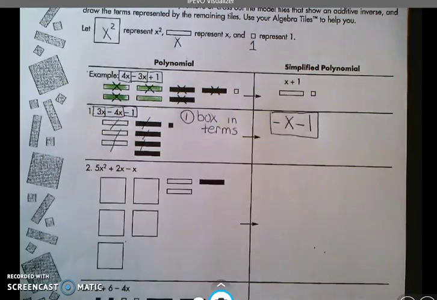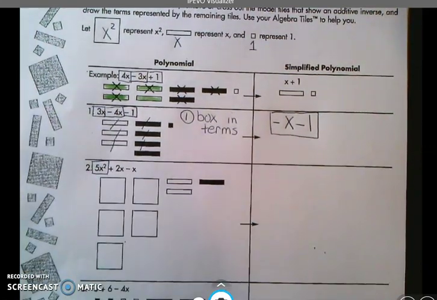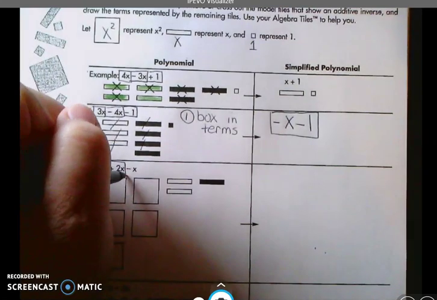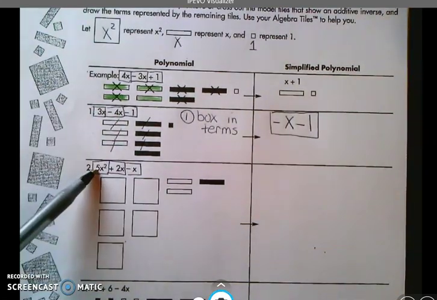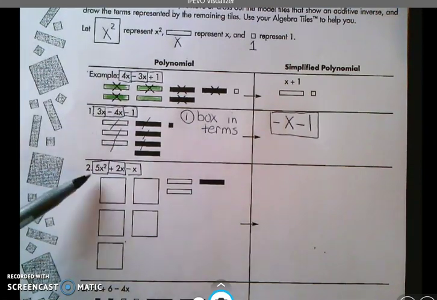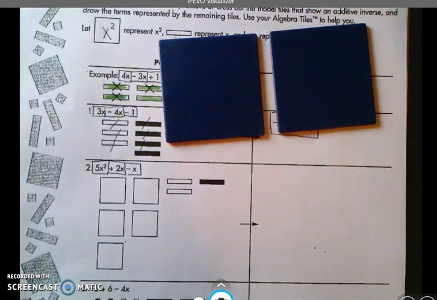Okay, let's do the next one. 5x squared plus 2x minus x. So let's box in our terms. 5x squared plus 2x minus x. So 5x squared, remember x squared is a big square, it's positive, so I have 5 big blue squares.